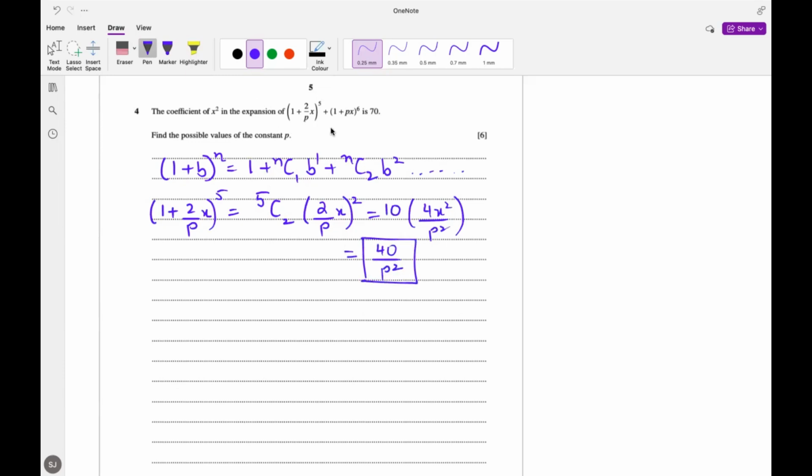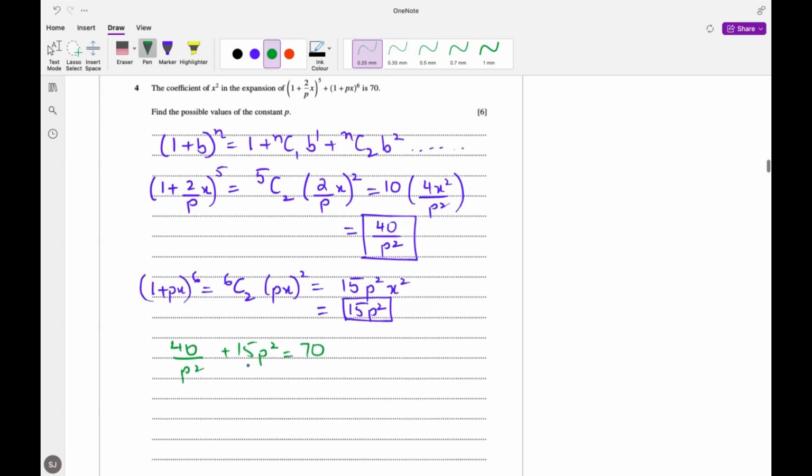For the second expression, which is (1 plus px) to the power 6, this will become 6C2 (px) to the power 2. 6C2 is 15, so this will be 15p squared x squared, and the coefficient of x squared will be 15p squared. Now, as the sum of the coefficients of x squared will be equal to 70, we'll write 40 upon p squared plus 15p squared equals 70.